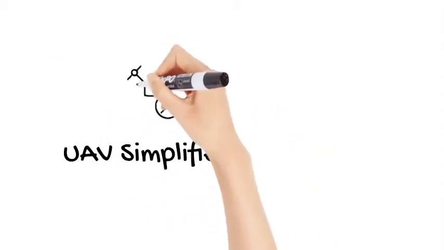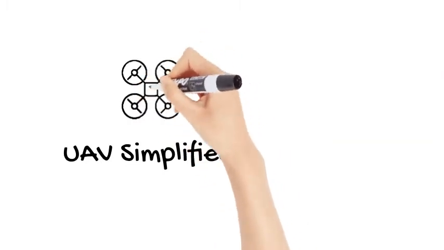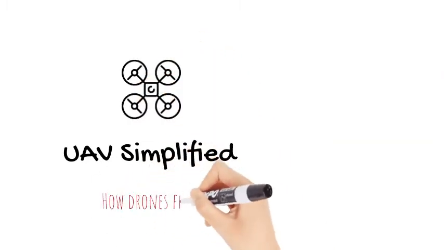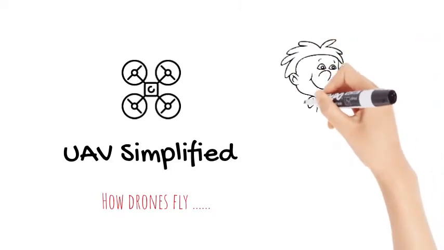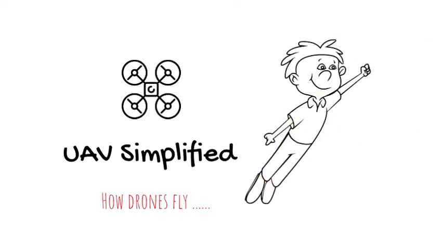In this video, we will simplify the science behind how drones fly. Well, one thing I must tell you is that Superman has definitely got it all wrong.